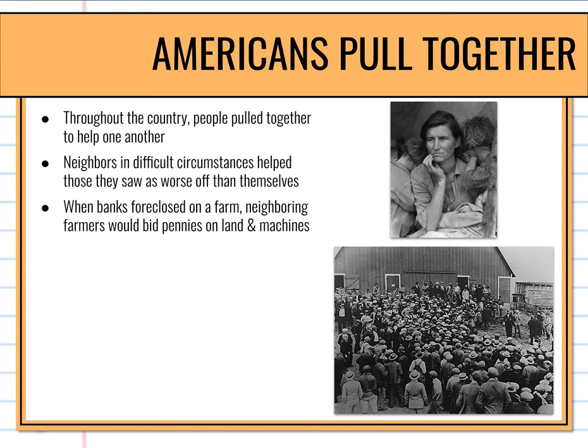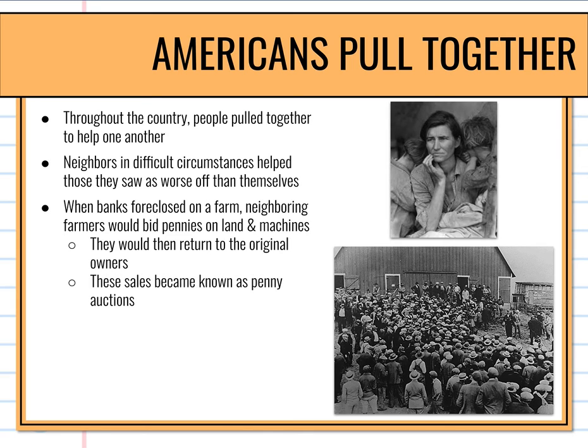We definitely saw this out in the Midwest with all those farms that are closing down. If a bank forced a farm to foreclose, things went up for auction. The machinery, the land, tools, equipment, things like that, and they would hold public auctions, like you can see in the picture below. Neighboring farmers would go to these auctions and they would bid pennies, 2-3 cents for a large machinery, something that should cost hundreds of dollars. And then the idea would be that somebody else would buy it, and then they would return it to the original owner free of cost. And so these auctions actually became known as penny auctions.